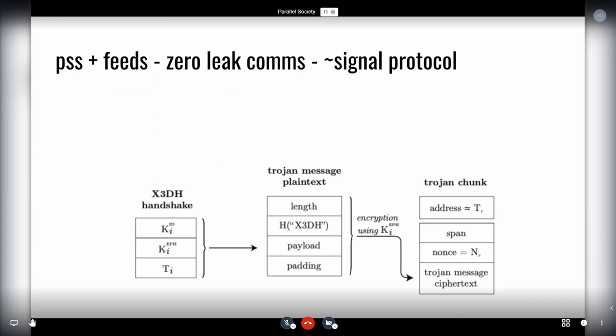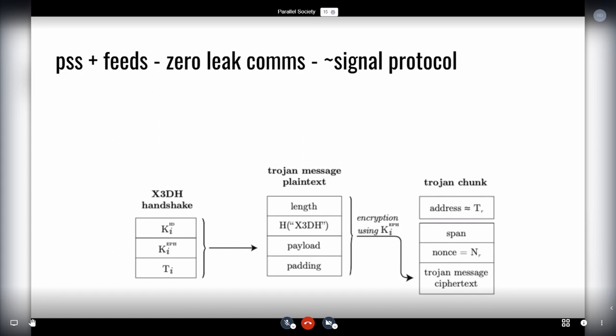It's also called post-compromise security, which means that even if they intercept one message, it says nothing about your ability to open and understand later messages, unless you intercept several in a row in certain circumstances. And this is mitigated by Swarm's other component, the feeds, which implement the actual post handshake communication.